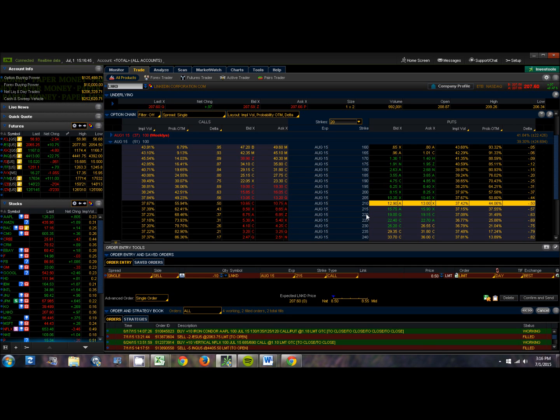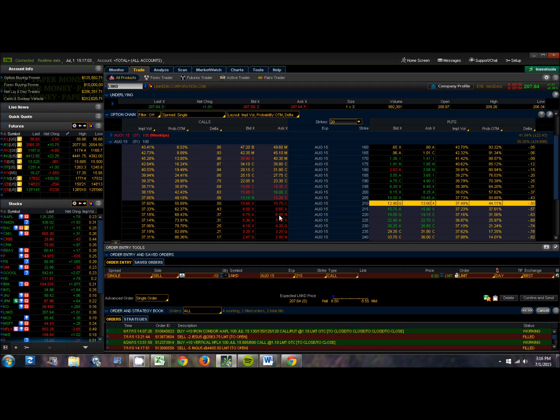This is a short call spread. This is exactly what I talked about in class. So I'm selling the 215 call for about $8.55 or $8.60. I'm going to buy the 220 call for about $6.80, it looks like, or $6.85 if you want to go ahead and hit the ask.